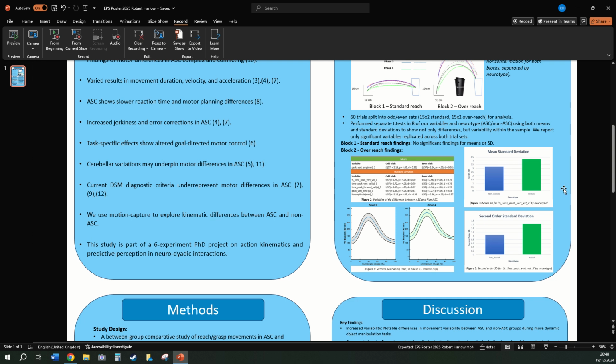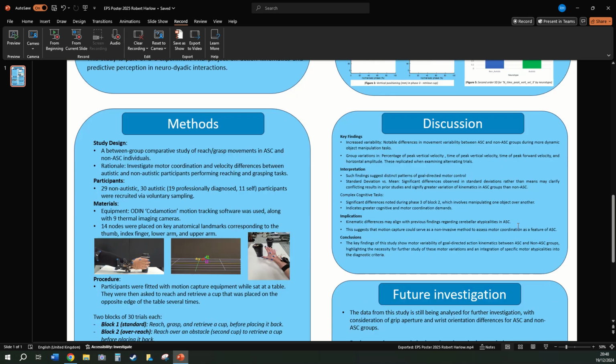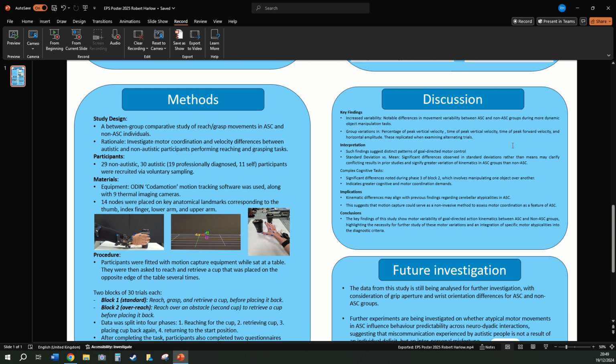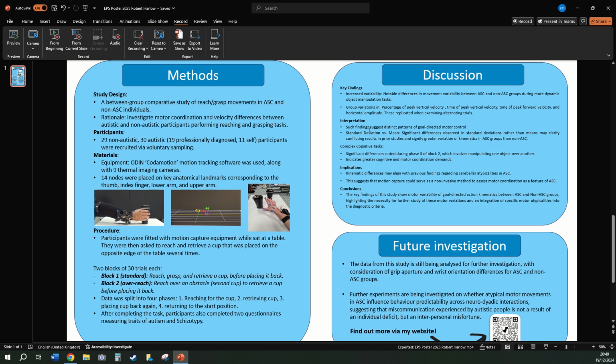We've got the mean standard deviations and the second order standard deviations, and you can see that they are higher in the autistic group. For our discussion, our key findings show increased variability of motor differences between autistic and non-autistic groups. Group variations in, as I say, peak vertical velocity, the time of forward velocity and horizontal amplitude, and these again replicated in alternating trials. So what can we interpret from this? This suggests distinct patterns of goal-directed motor control.